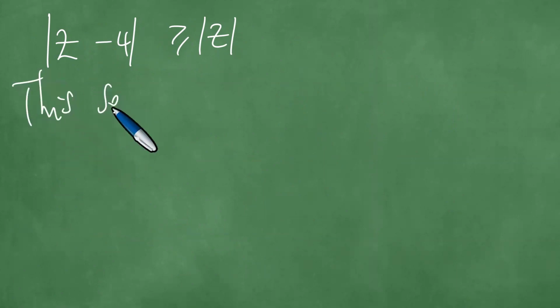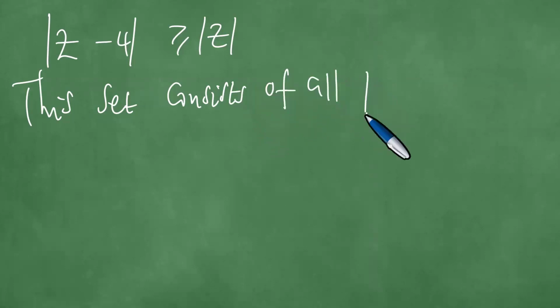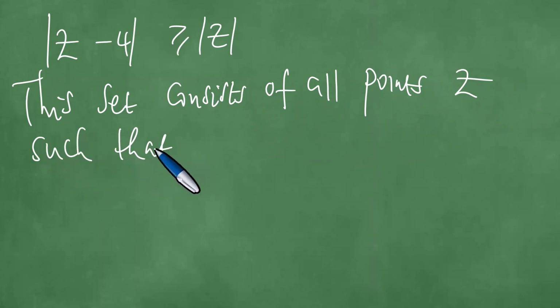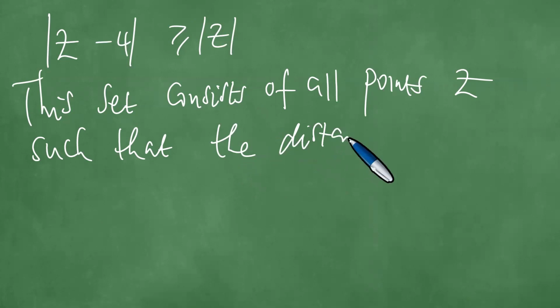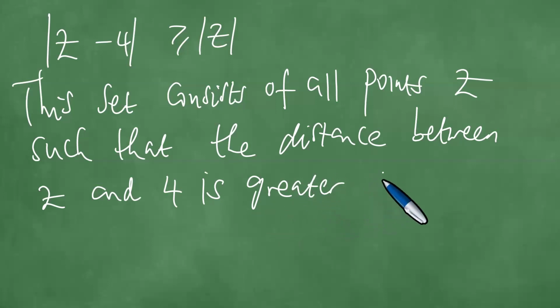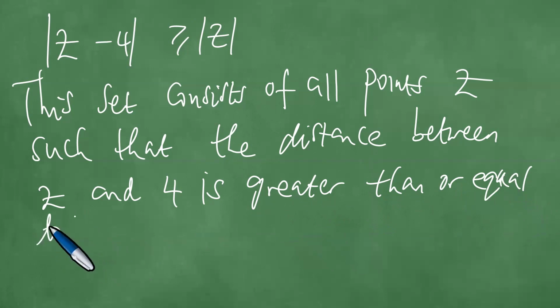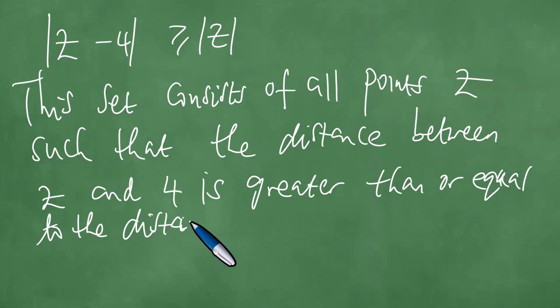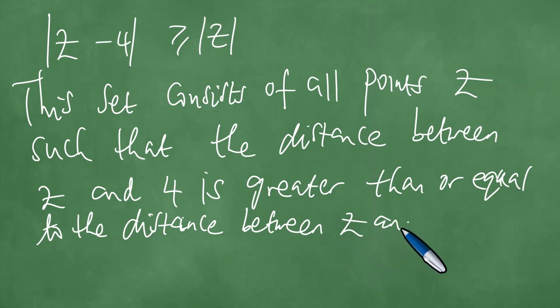This set consists of all points z such that the distance between z and 4 is greater than or equal to the distance between z and the origin.